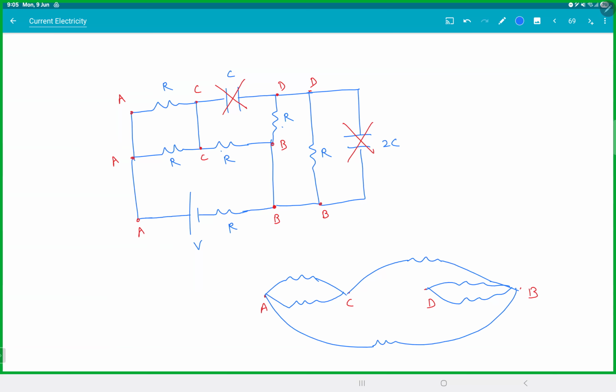Actually, this guy is useless. This is gone, isn't it? It is just hanging in the air. Look at these two. These two are in series and they're connected to the same terminal here. There's no potential difference across these two. Is that making sense?